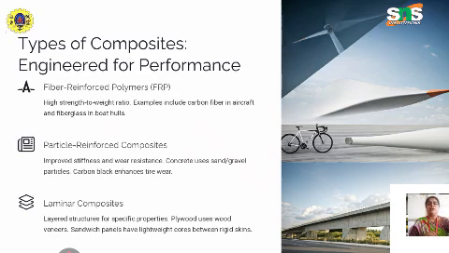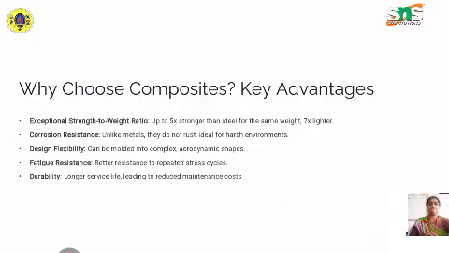Next are the laminar composites. Laminar composites have a layered structure for specific properties. For example, plywood uses wood veneers. Sandwich panels have a lightweight core between rigid skins. So these are the different types of composites, engineered for good performance.